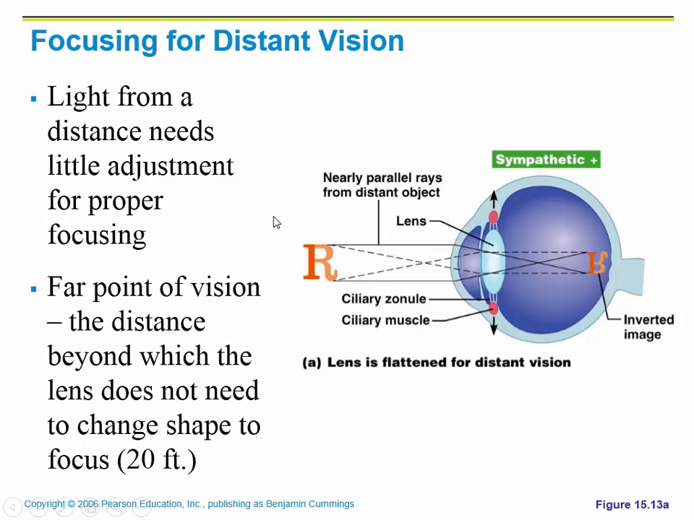Now, we see things different if it's close up or if it's far away. And light from a distance needs just a little adjustment for proper focusing. So you can see that you're looking at the R, and it is actually inverted or upside down once it gets to the retina. Now, when we say that vision is 20/20, we're going to get to that in just a second, but that means that you see what you should see from 20 feet out. And so that's why when you do those little eye tests, they have you standing a certain distance away from the letters on the poster.